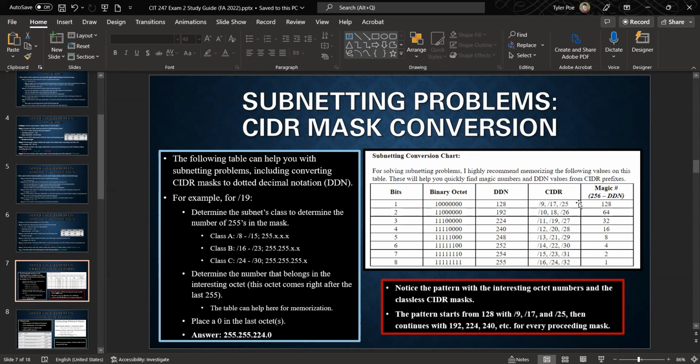They also correlate in patterns to the CIDR masks. The first classless mask is going to have a magic number of 128. Then next is going to be 64, 32, 16, 8, 4, 2, and 1. 1 would be the classful masks.